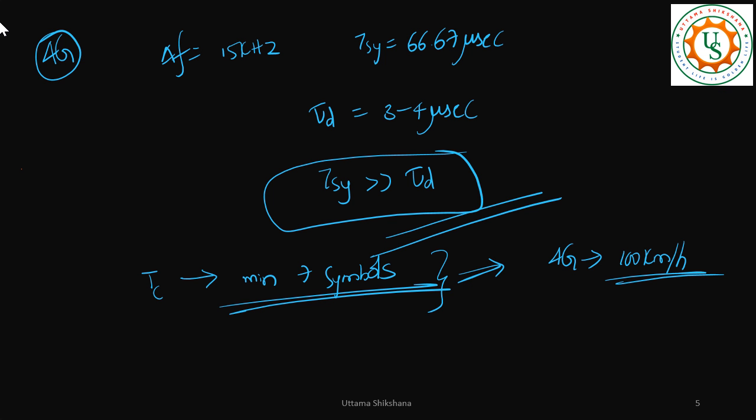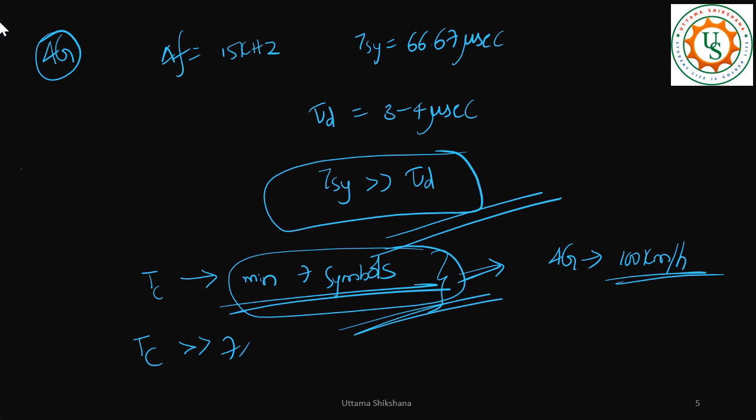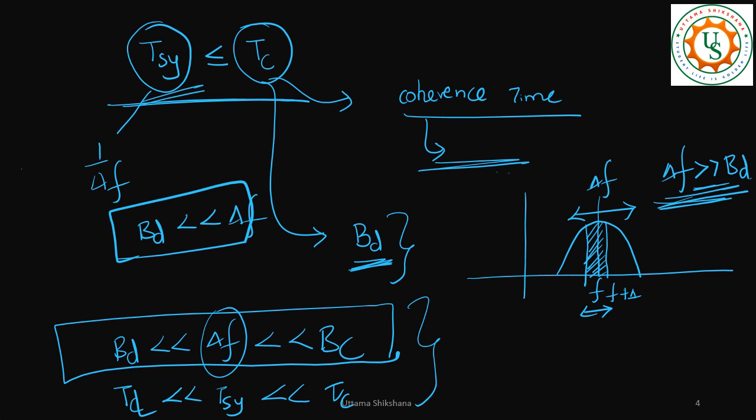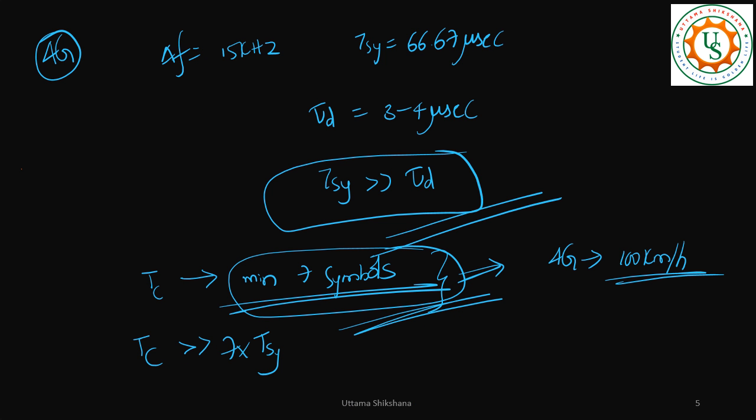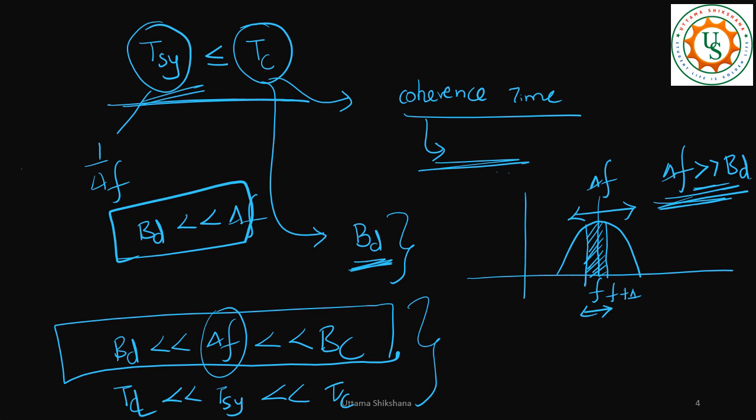So based on this, up to 7 symbols the channel can be constant. This is like TC is greater than 7 times the T symbol duration, right? So the things are taken care of in the case of 4G based on this design.